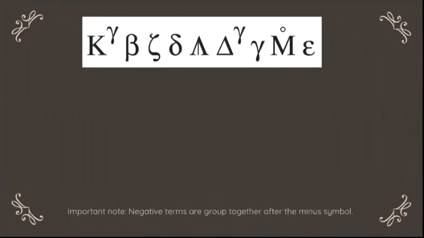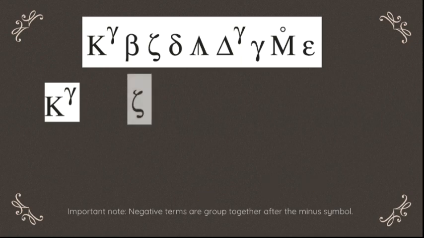To understand better, let us define what each symbol represents. First, we have the uppercase kappa with a superscript gamma, meaning cube of the unknown. Next to it is a lowercase zeta, which represents an unknown, or what we know today as variable x. Next, we have the uppercase delta with a superscript gamma, indicating square of the unknown, or square.